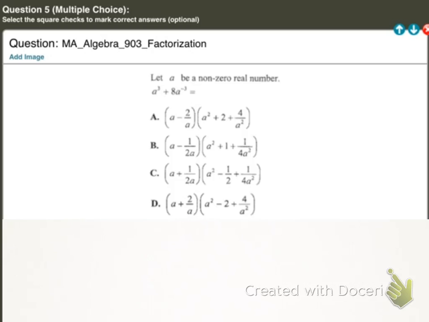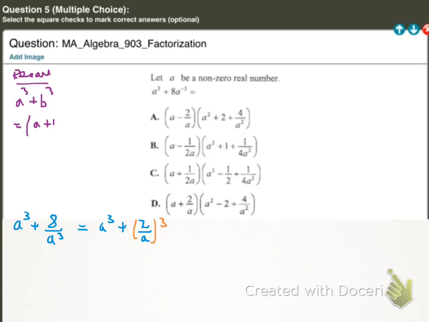Now let's take a look at question number 5. Now note here, we have a sum of cubes, and one of them is a reciprocal function. So what we have is 8 over a to the power of 3. Now to do this, it may look familiar to you if you can recall some properties. So here I have the sum of cubes.